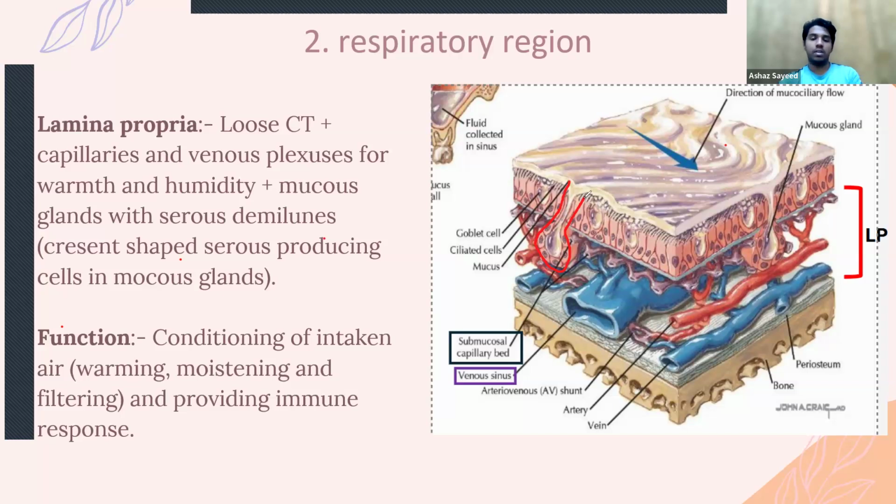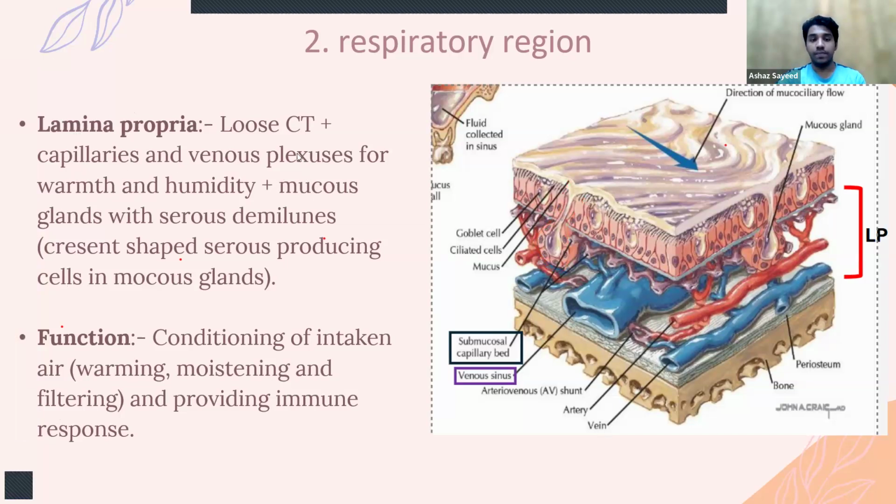The overall function of the respiratory region is that whenever you breathe in air, the respiratory region conditions it, makes it warm and clears it. Okay, so we're done with that. Capillaries and venous plexuses are for warmth and humidity. Mucus glands with serous demilunes condition the intake air, making it warm, moistening it, filtering it, and providing an immune response. Nothing to explain here.